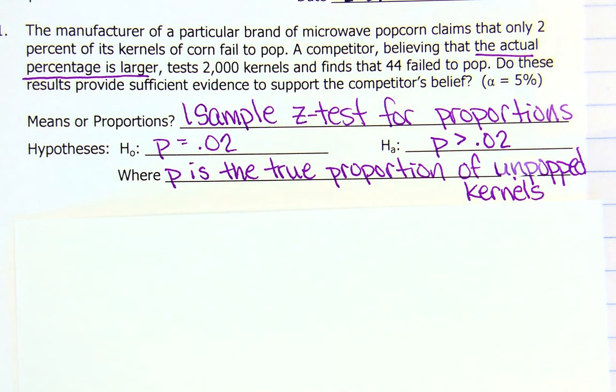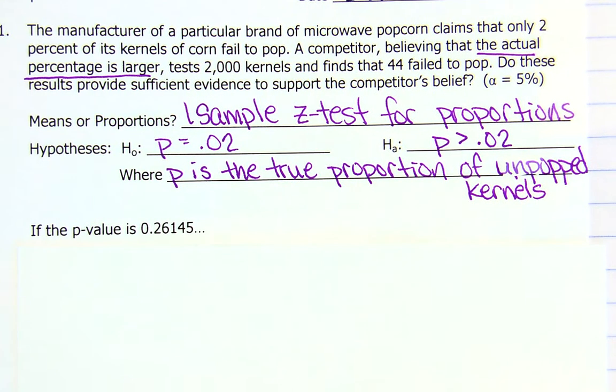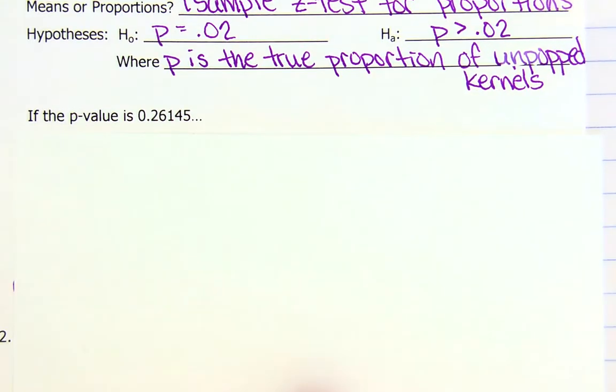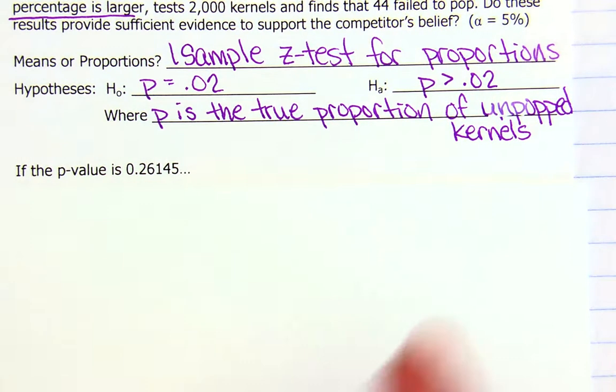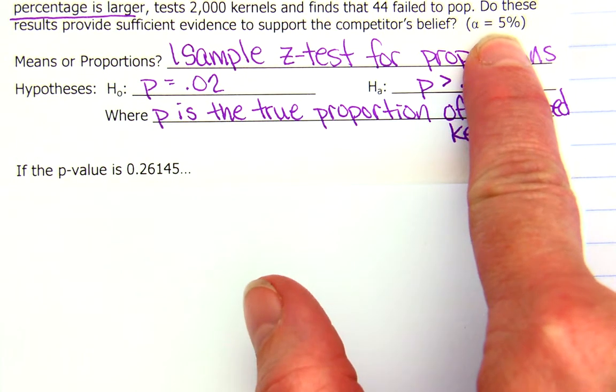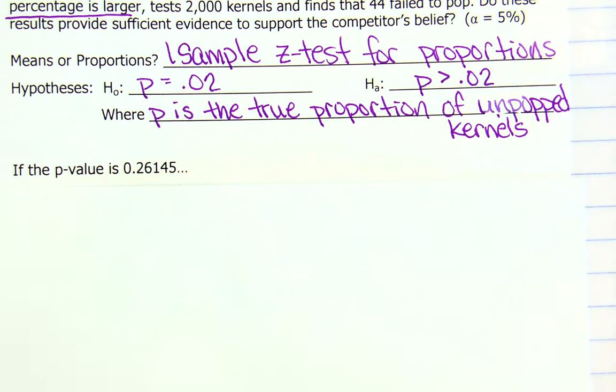So then they give us the p-value, 0.26145. They want us to make a decision. They told us to use an alpha level of 5%, so 0.05. So what's going to be my decision for this p-value? Do I reject or fail to reject?